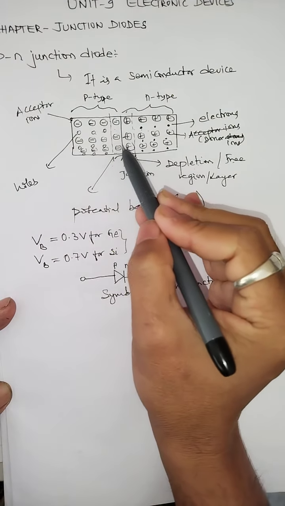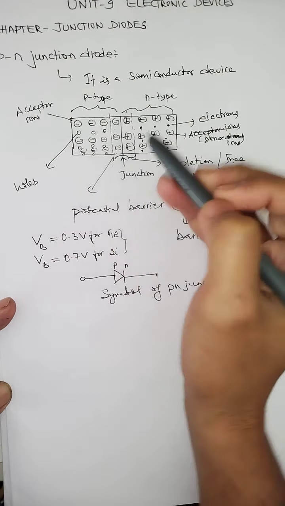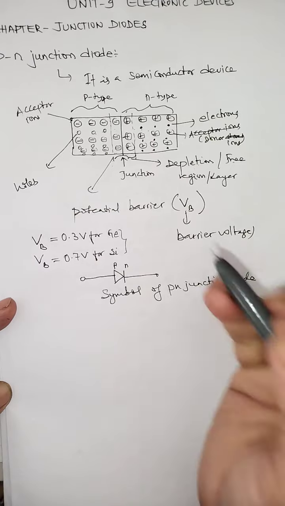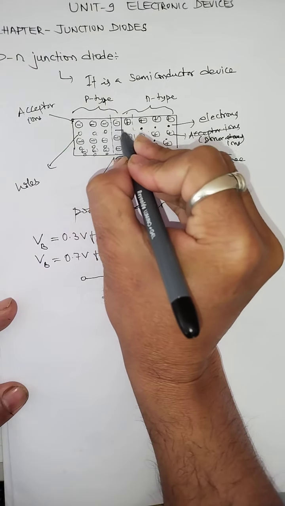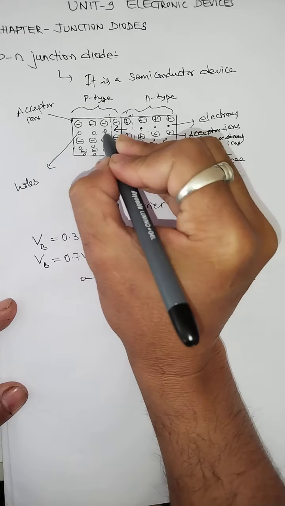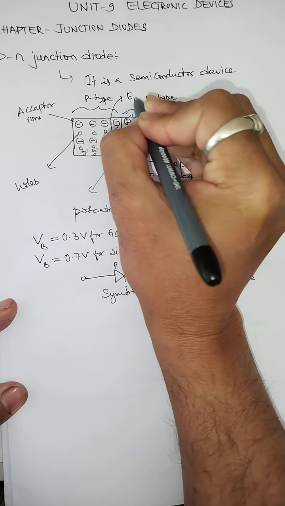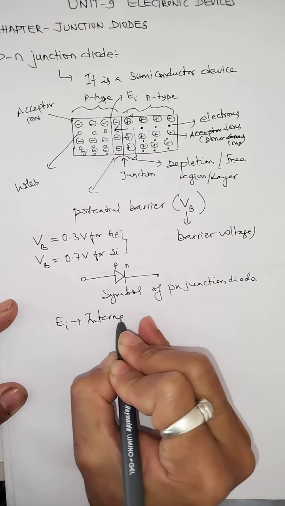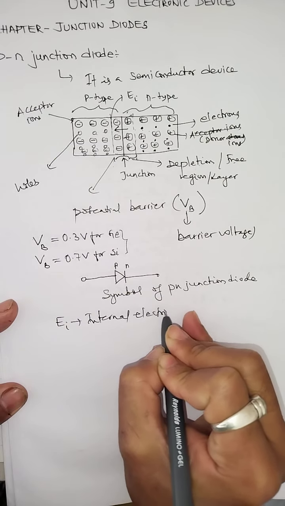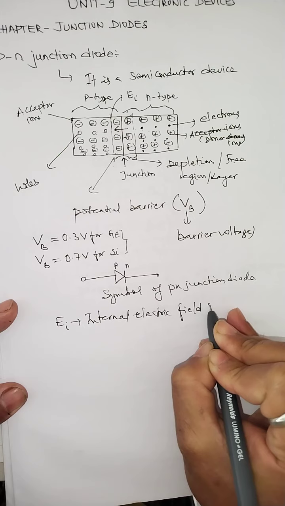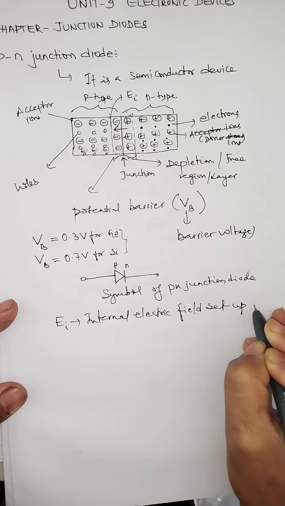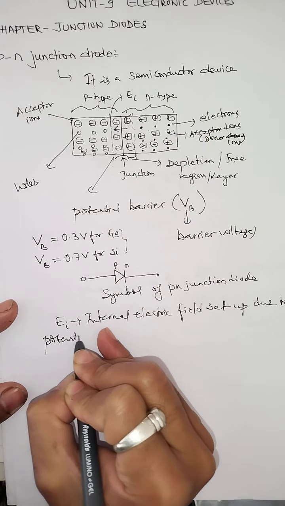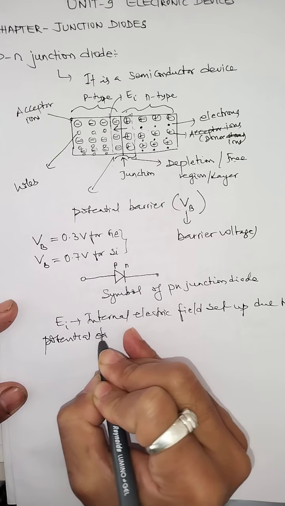Now as soon as this barrier voltage is generated, or potential difference is maintained, there will be an electric field set up within the p-n junction diode also, and this electric field is called the internal electric field. The internal electric field is always set up from positive plate to negative plate. So I am showing with the help of the diagram, EI is the internal electric field. Electric field set up due to what voltage? Due to what barrier? Potential barrier.